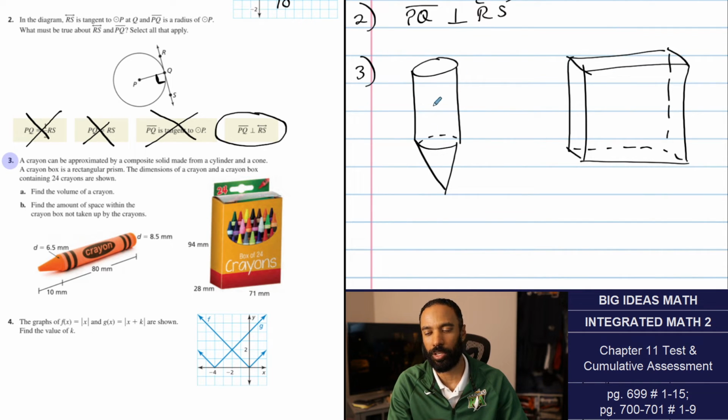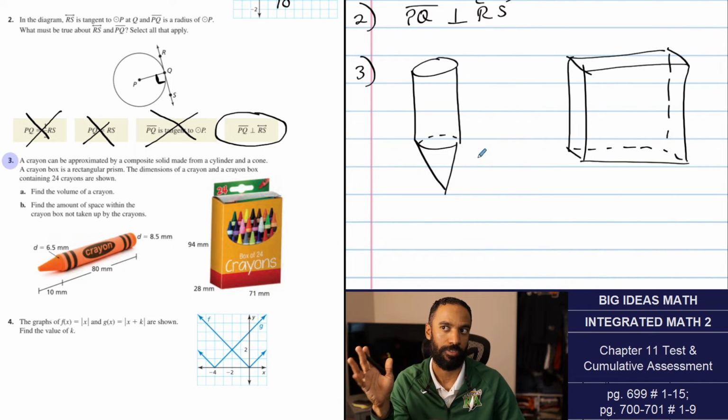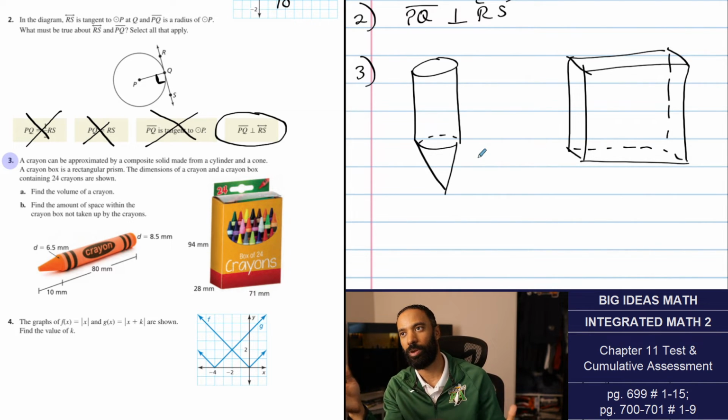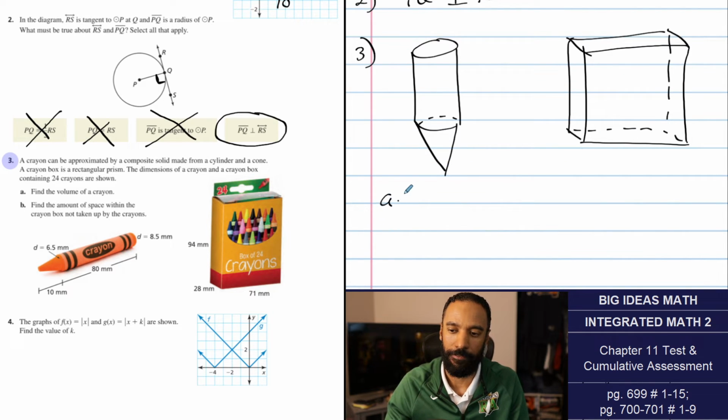So here's what we're going to do in a logistics sense. Once I find the volume of the crayon for part A, in part B, I'm going to multiply that by 24 and take it away from the volume of the box. Because whatever's the volume of the 24 crayons taken away from the volume of the entire box is all the empty space. So let's start with part A, finding the volume of a crayon.